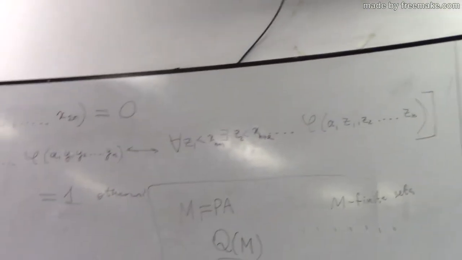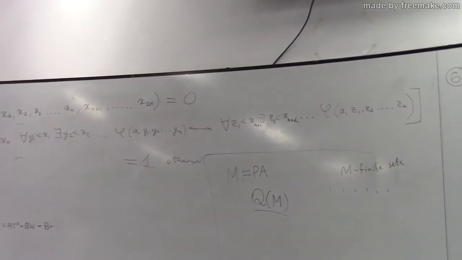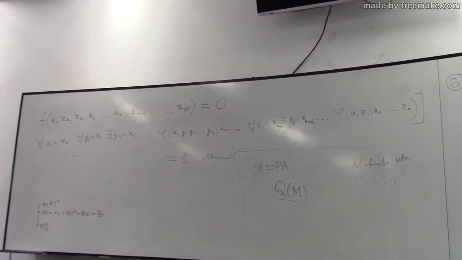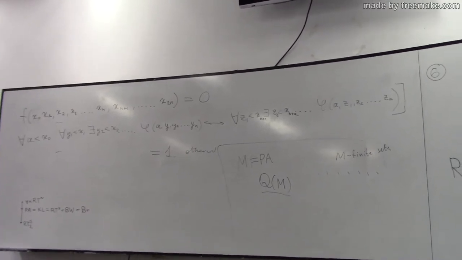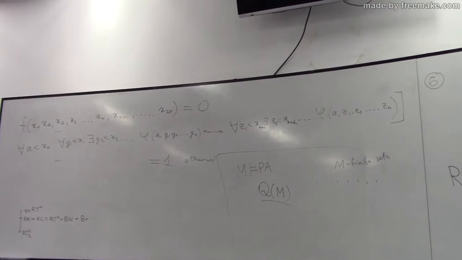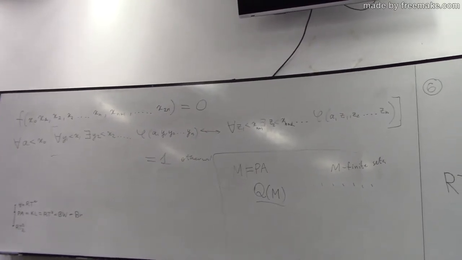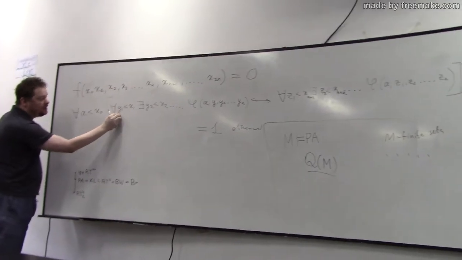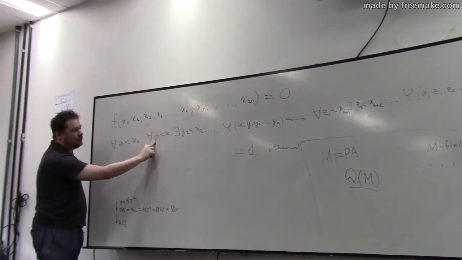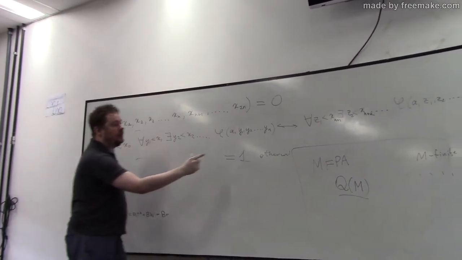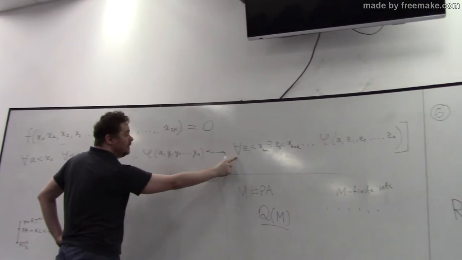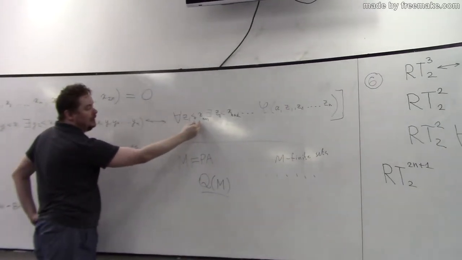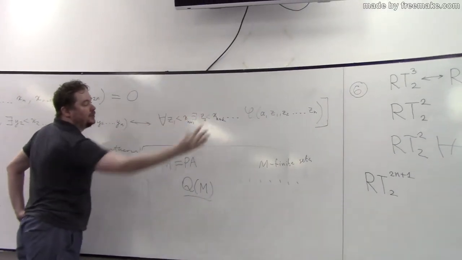So in arithmetic, it's always alternating. So you see, the idea is the same. If there is x1, if there is a witness y1 somewhere before x1, then for all y1 below x1, something holds. Then for all z1 below xn plus 1, it holds.